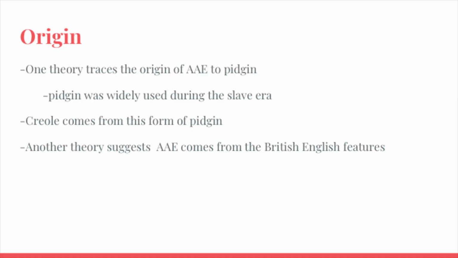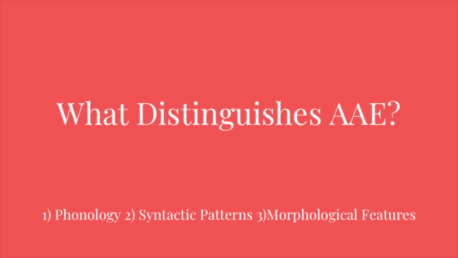Another popular theory suggests that AAE comes from the retention of British English features that were not preserved in other forms of American English. So what exactly distinguishes AAE from any other vernacular? AAE is distinguished by the phonology, which is the pronunciation, the syntactic patterns, which is the grammar, and the morphological features, which is the inflections, that are also surfaced in other forms of English. This array of features is also commonly shared with the Southern speakers and the Appalachian speakers of North America.